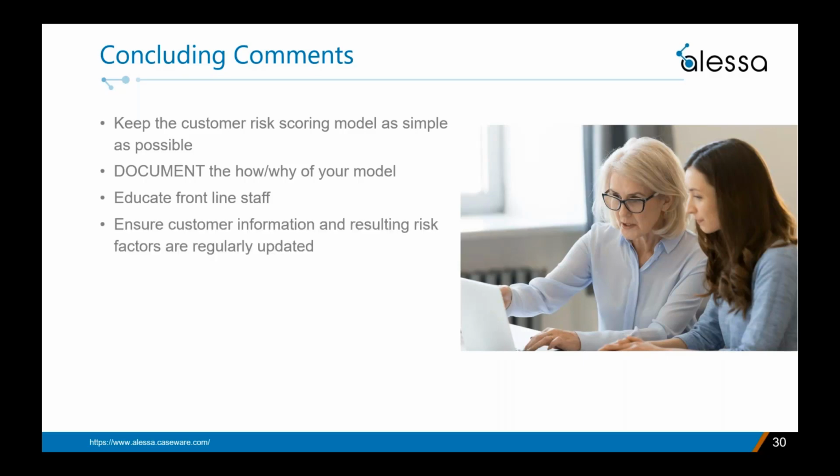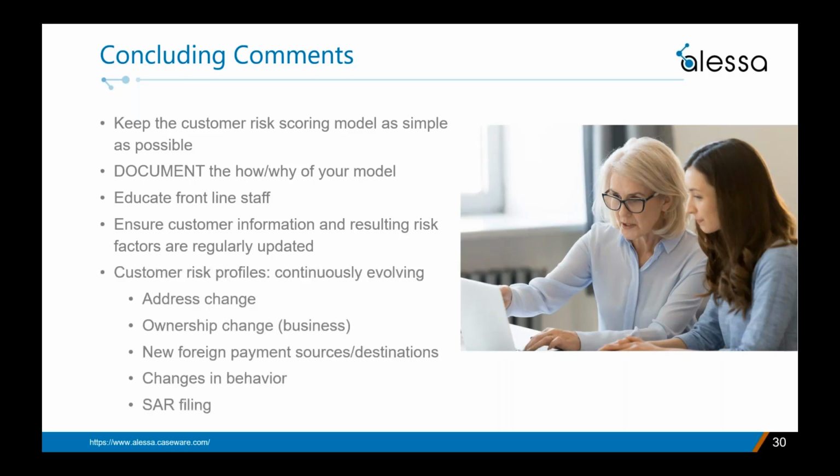Next, it's very important to find ways to make sure customer information on which your risk scoring model depends is kept up to date. This ensures each customer's risk score evolves as things change. For example, changes of address, new foreign activity, or worst case SAR filing are all things that may or should change a customer's risk score. And it can go both ways.